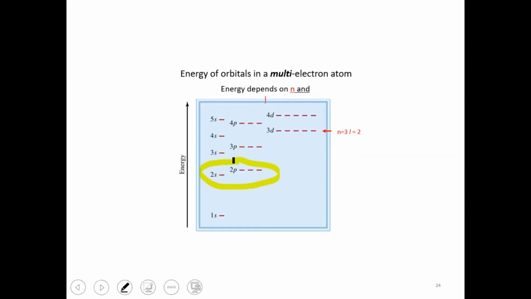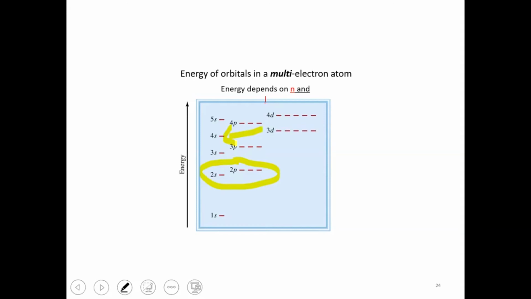The other one is, notice that the 3d subshell is actually higher in energy than the 4s. In the previous model with one electron, that wouldn't have happened. Basically, the energy depended exclusively on the value of n, 1, 2, 3, 4, 5. But in this model, it turns out that the 4s subshell is lower in energy than the 3d. All right, so let's start out by explaining that.